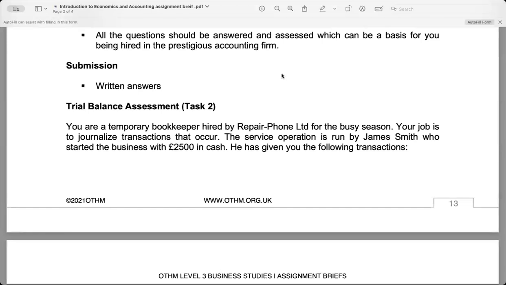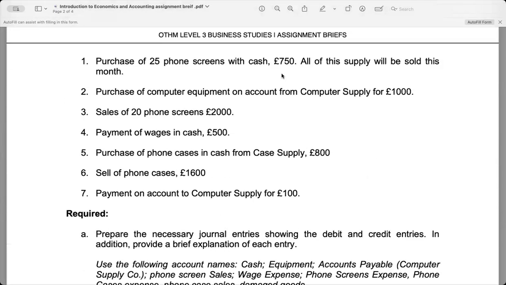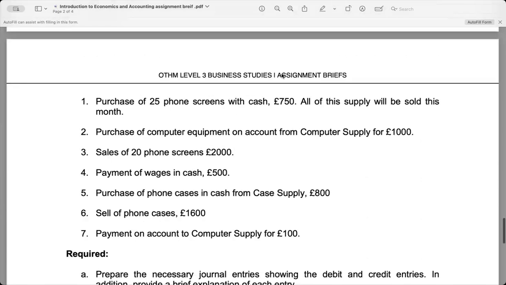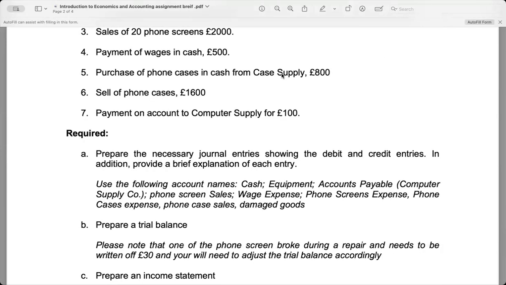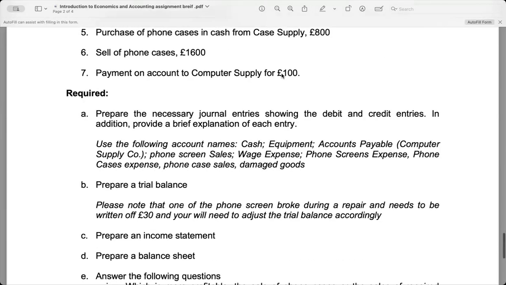This service operation is run by James Smith, who started the business with £2,500 in cash. He has given you the following transactions. Purchase of 25 phone screens with cash, £750. All of the supply will be sold this month. Purchase of computer required on account from computer supply for £1,000. Sale of 20 phone screens, £2,000. Payment of wages in cash, £500. Purchases of phone cases in cash from case supply, £800. Sale of phone cases, £1,600. Payment on account to computer supply for £100.